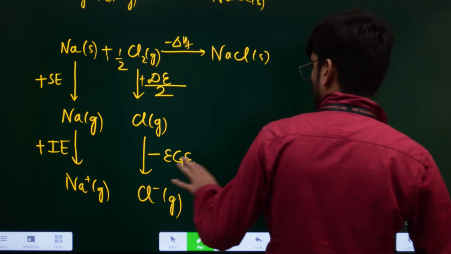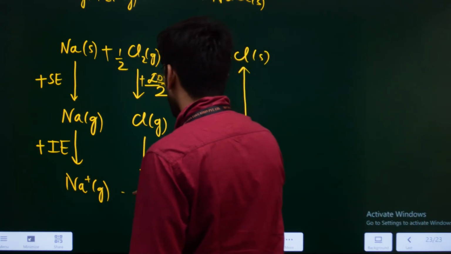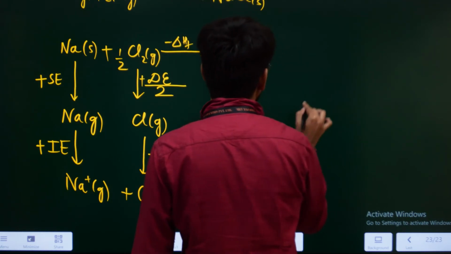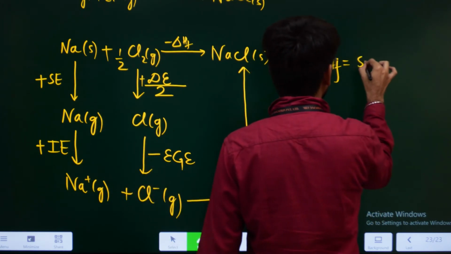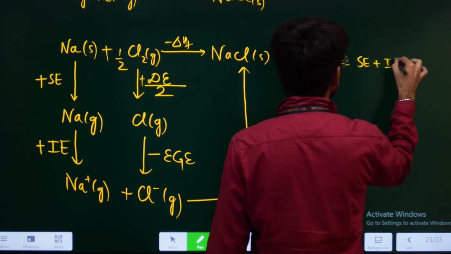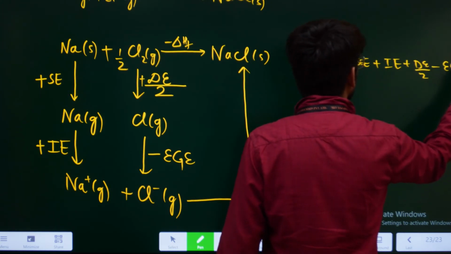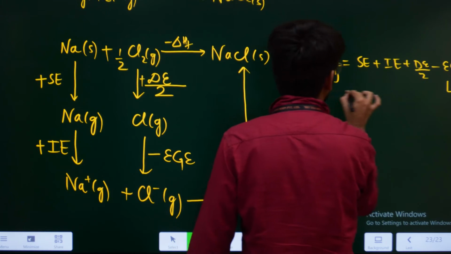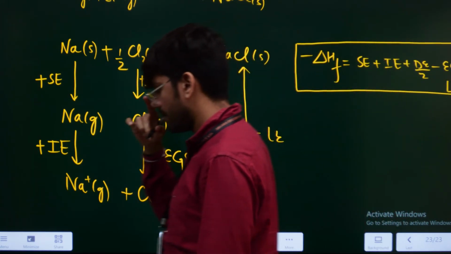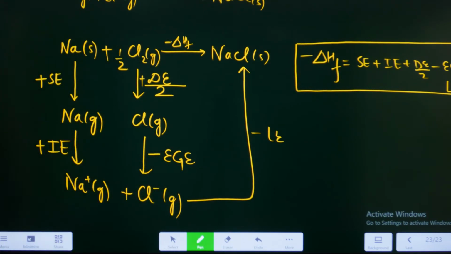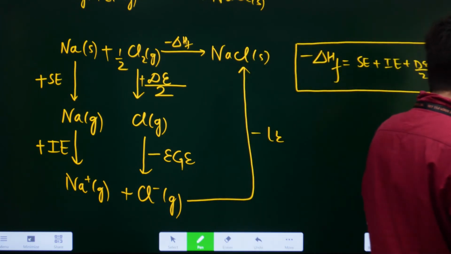Alright. So this is Na plus, and finally you get this, and in this process the energy released is lattice energy. So see, I can write minus delta HF is equal to sublimation energy plus ionization energy plus dissociation energy upon 2 minus EGE minus lattice energy. Tell me if this is clear. Everything will be given in the questions.